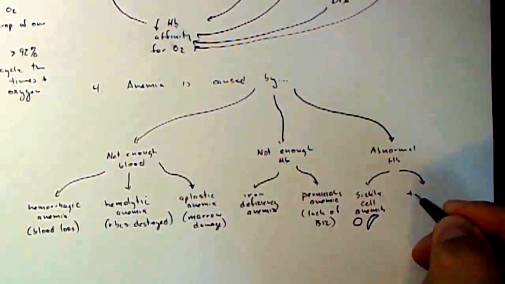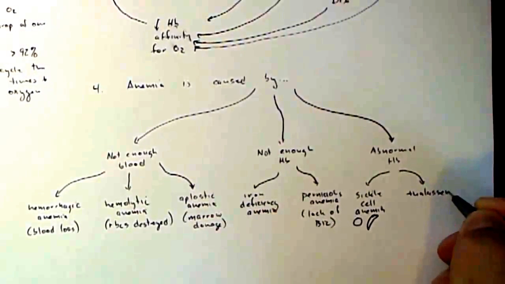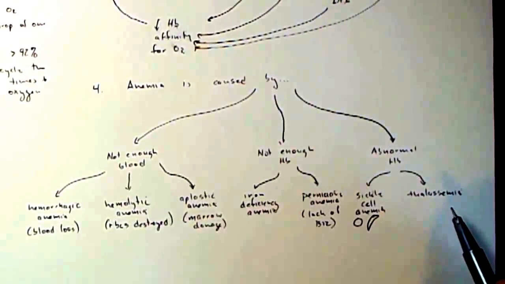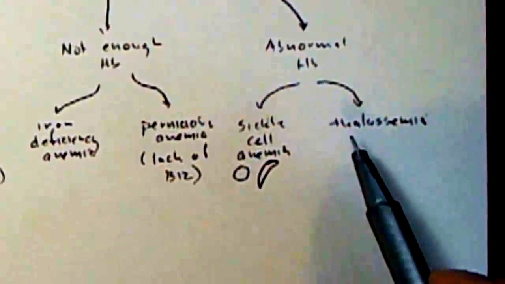And the last one we'll do is called thalassemia, which is, again, another mutation in the hemoglobin molecule that makes it difficult for hemoglobin to carry oxygen.